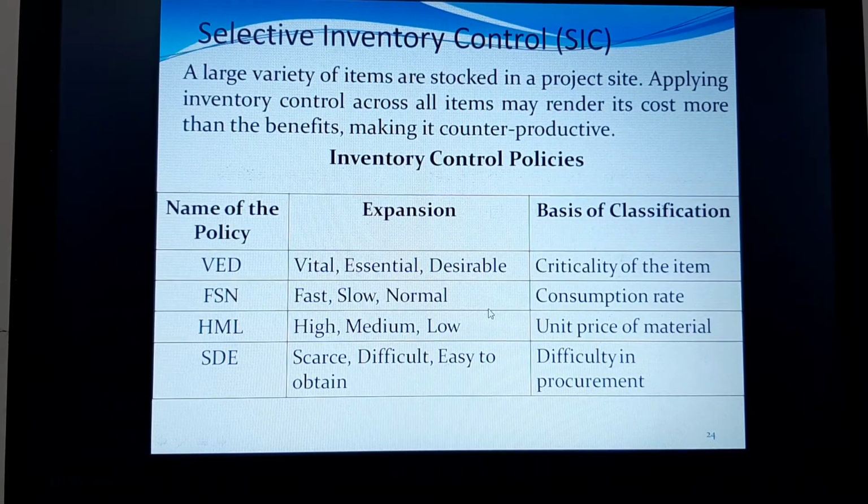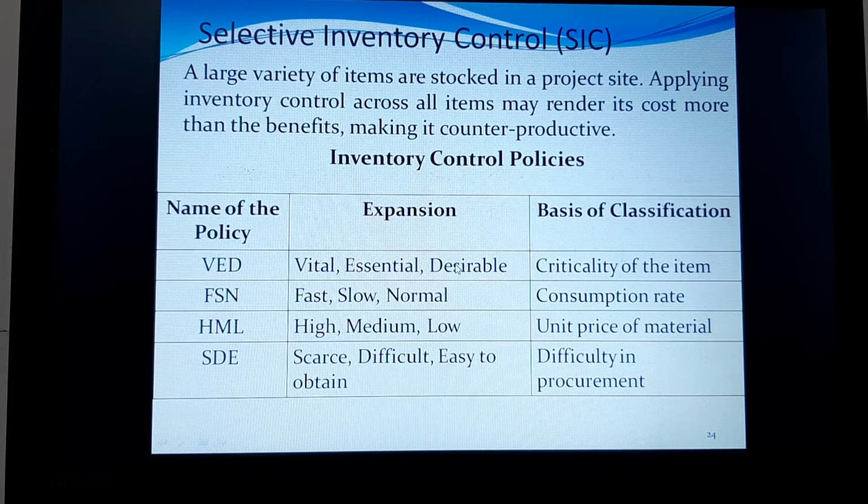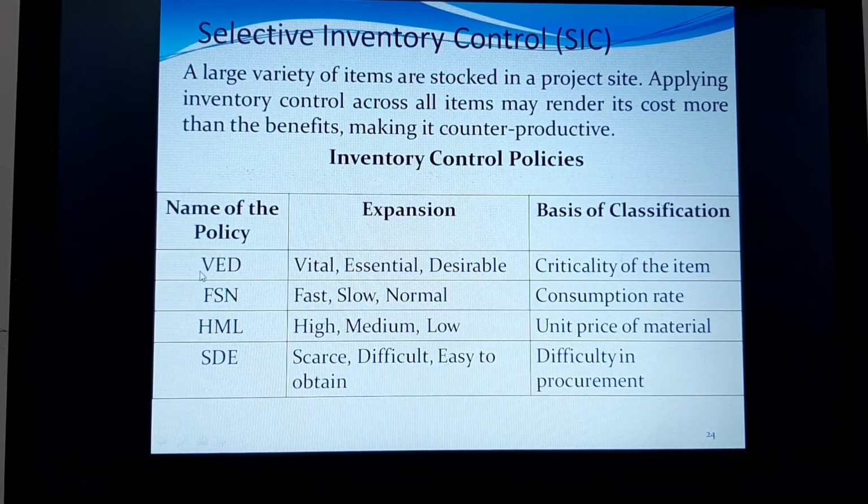So how to have this selective inventory control? We have something known as inventory control policies. The names of the policies are mentioned over here. Some of the items will be VED type, that is nothing but vital, essential, desirable. So these materials are so critical, they are very much required at your site. In that condition we have to adopt VED. Now FSN is nothing but fast, slow, normal. That means it depends on how your materials are getting consumed, and that leads to your FSN model.